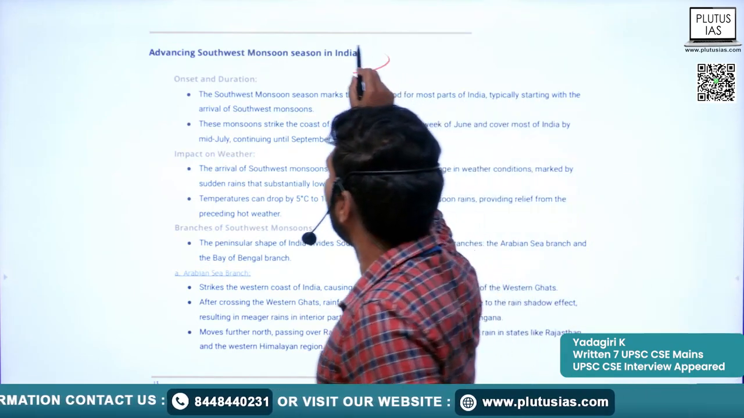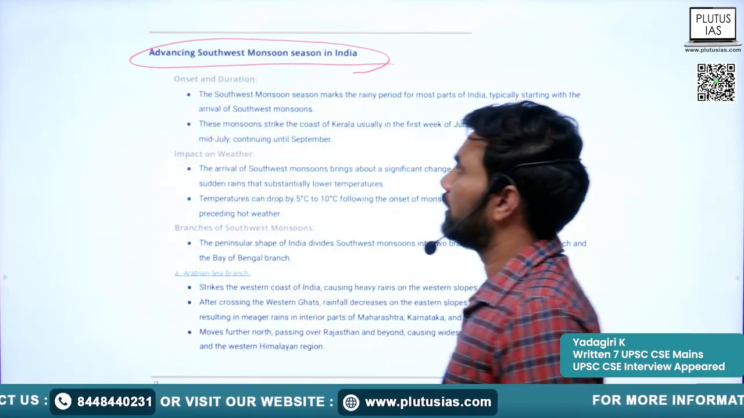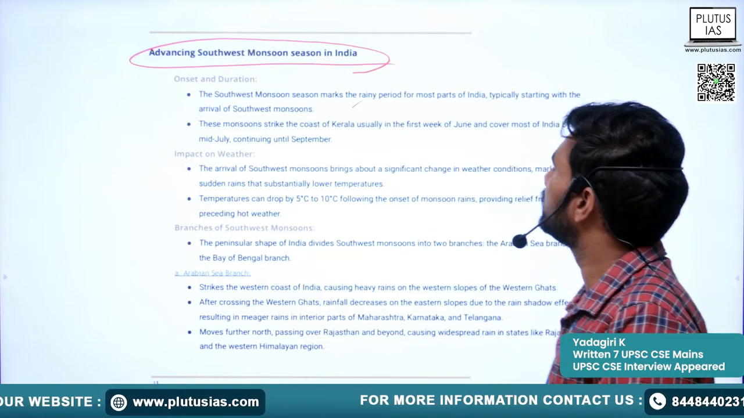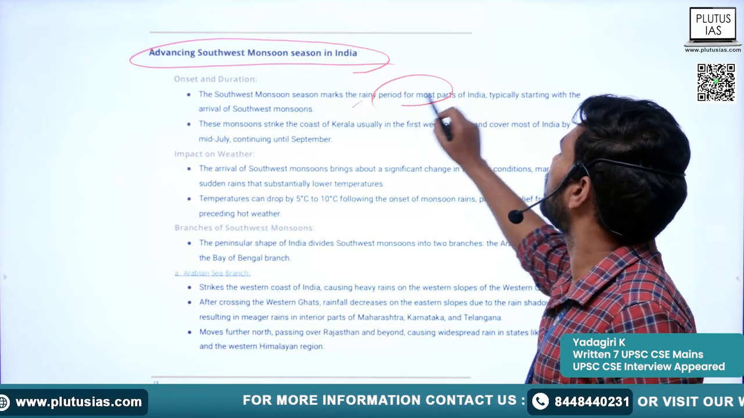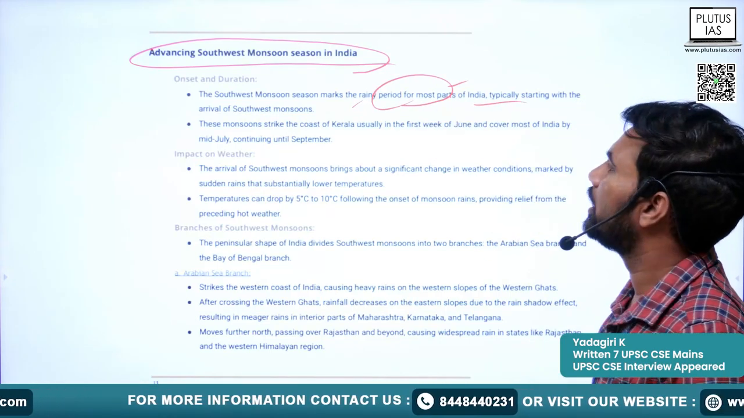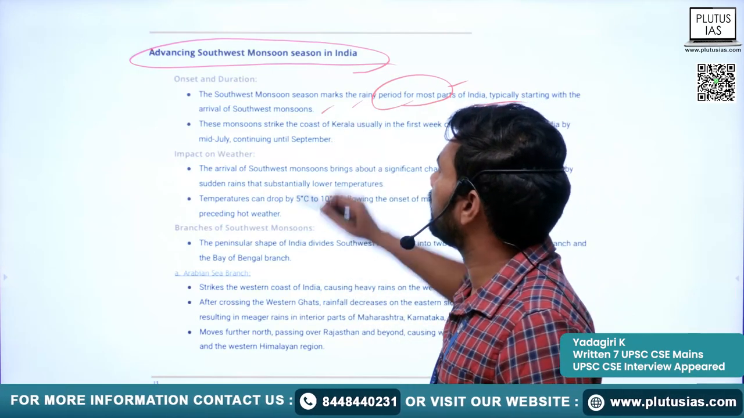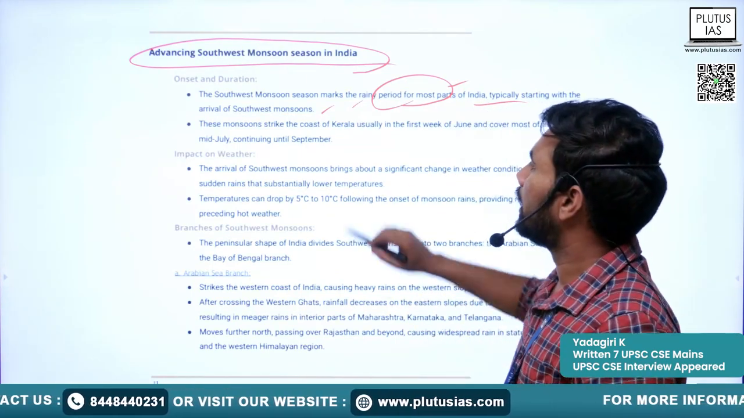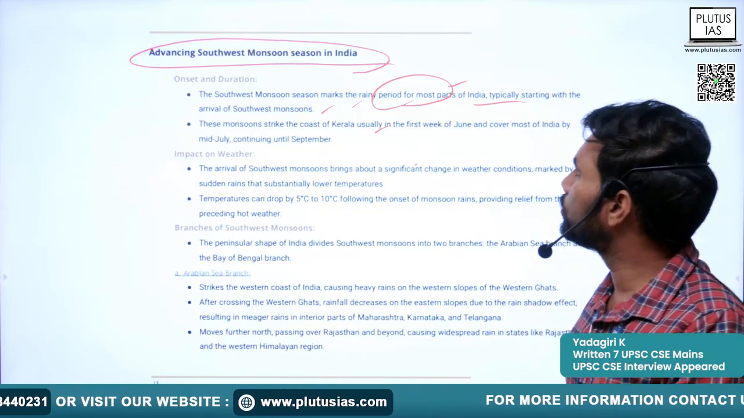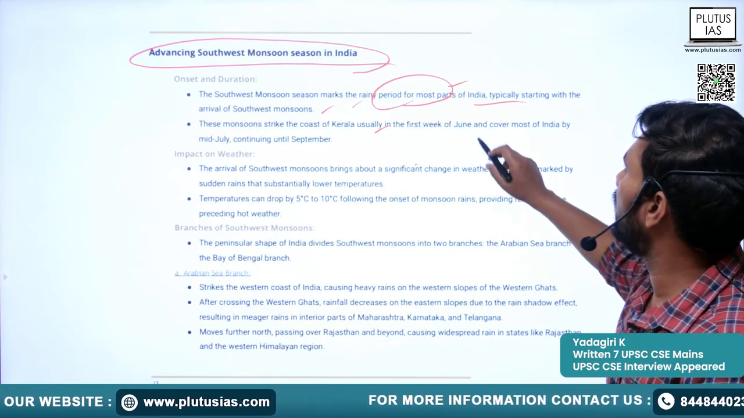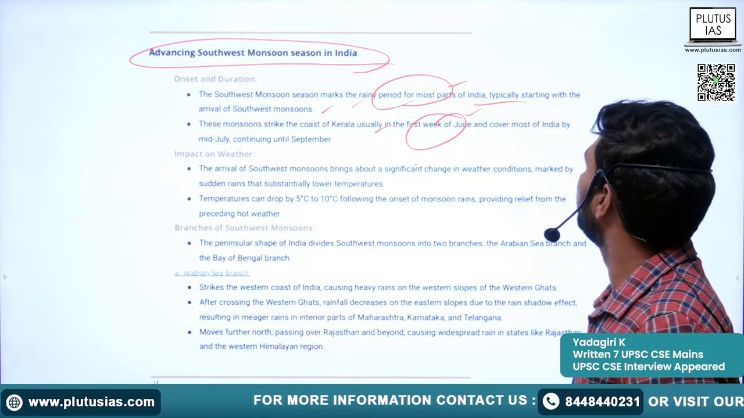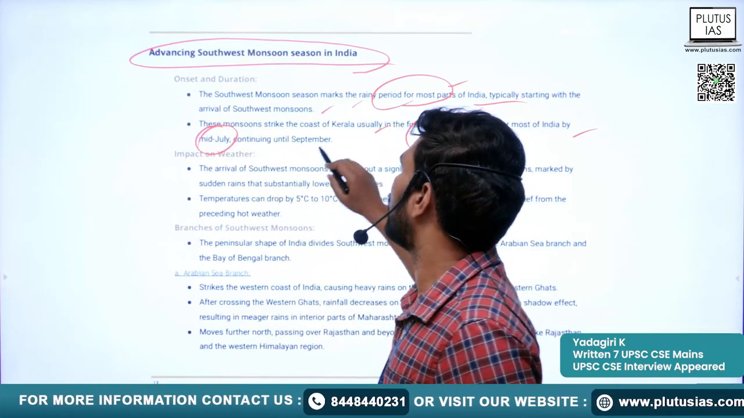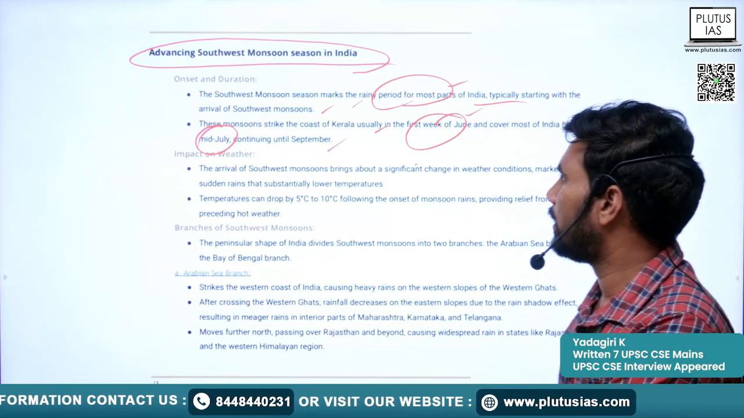Next is the advancing southwest monsoon season. The southwest monsoon marks the rainy period for most parts of India, typically starting with the arrival of the southwest monsoon. These monsoons strike the coast of Kerala usually in the first week of June and cover most parts of India by mid-July, continuing till September.